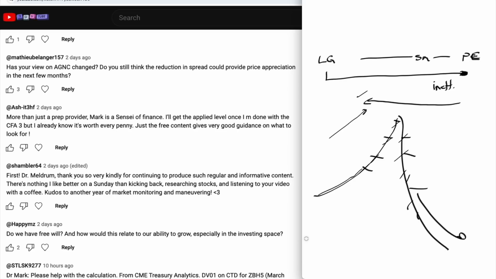Has your view on agency changed? Do you still think the reduction in spread could provide price appreciation in the next few months? The market just doesn't seem to want to cooperate. I think rates are going a lot lower than where they are. I think that disinflation and even potentially deflation will be the top of the conversation in about a year.